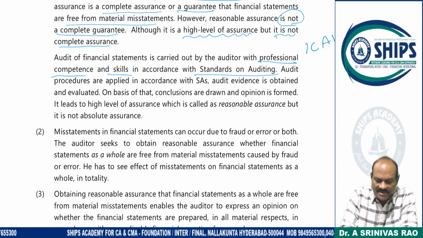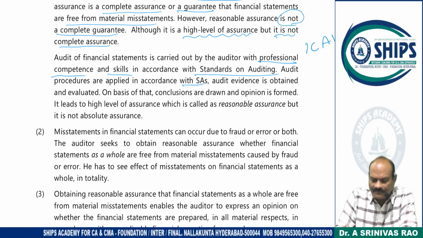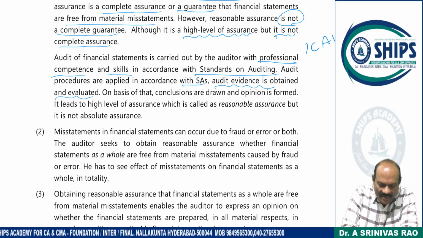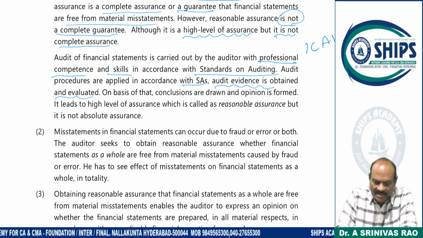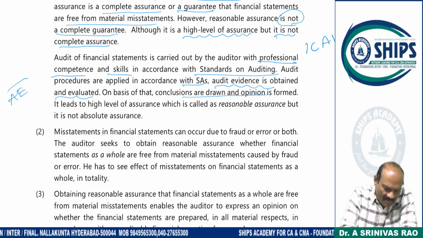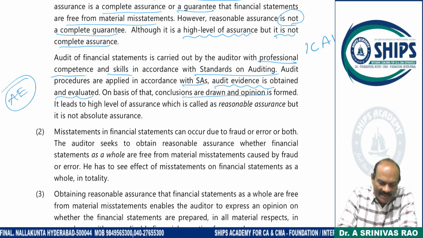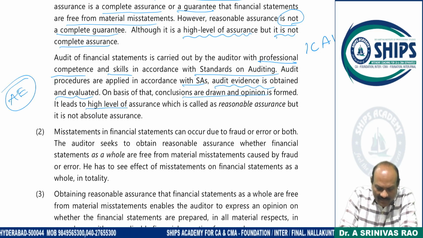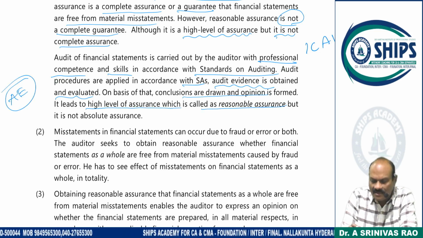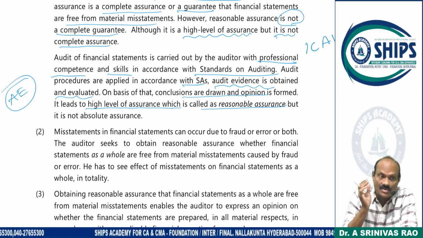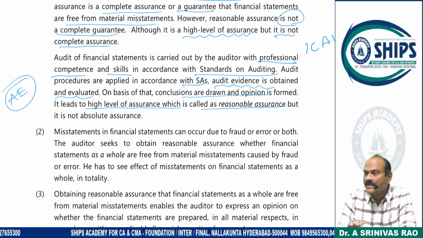The audit procedures are applied in accordance with SA. Audit evidence is obtained and evaluated, and on the basis of that, conclusions are drawn and opinion is formed. Based on audit evidence only, you are going to draw the conclusion finally. And this high level of assurance is called reasonable assurance. Reasonable assurance means it is close to 100 but not 100.